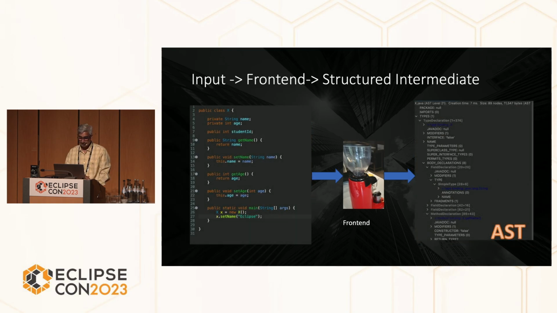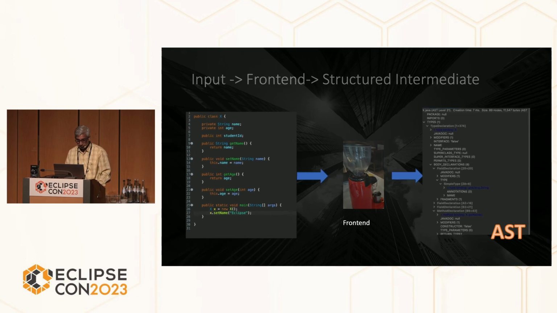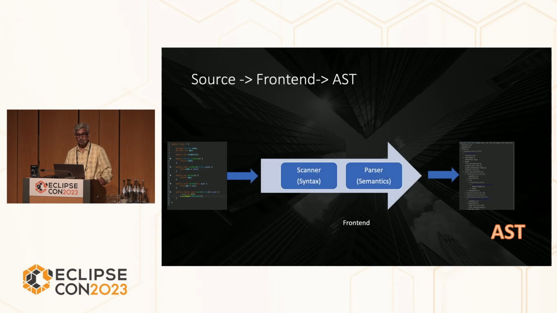And from the source code point of view, this is what we get. Not sure whether it's readable. On the left side is the source code, and you get an abstract syntax tree. We still haven't figured out how to make this. What does this coffee machine, that intermediate phase, the front end, actually do? It's actually a scanner followed by a parser.